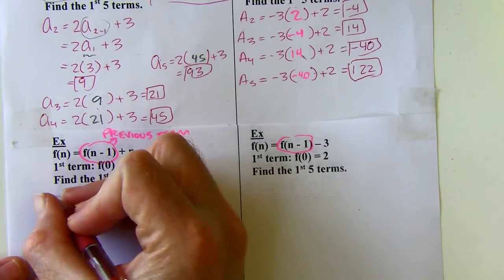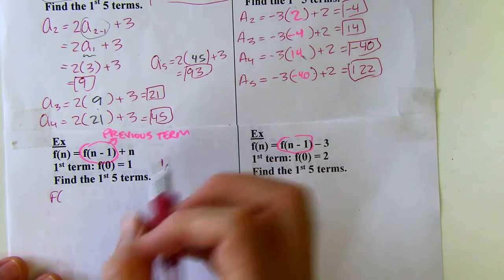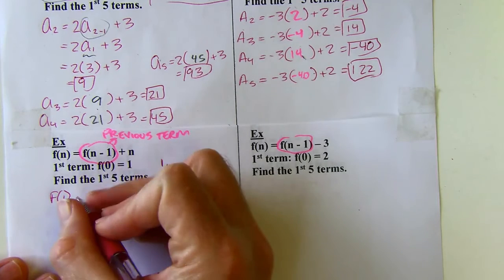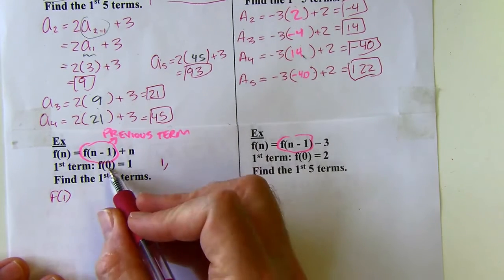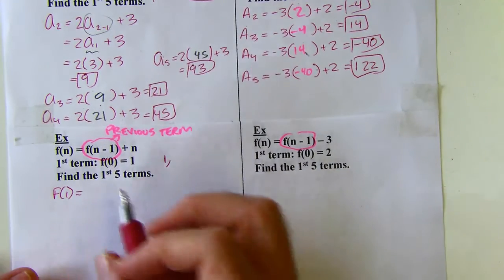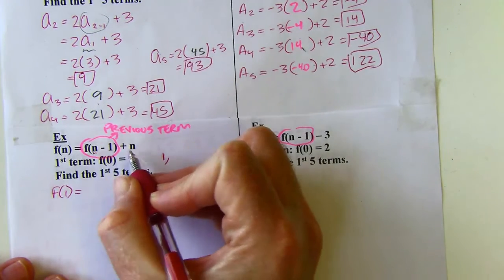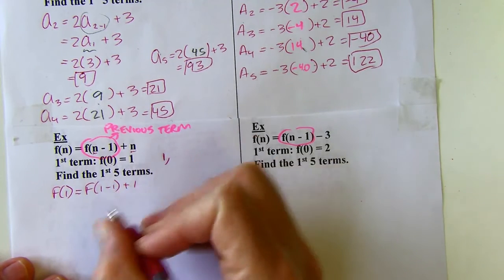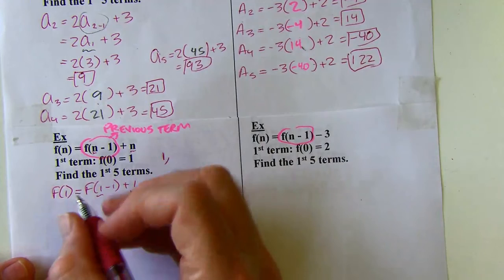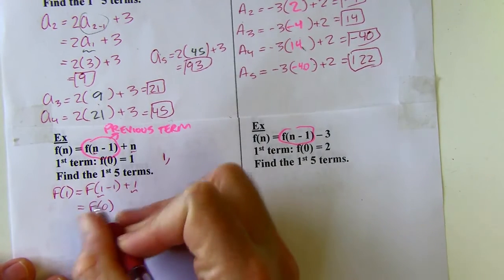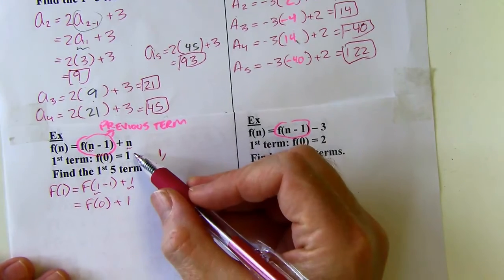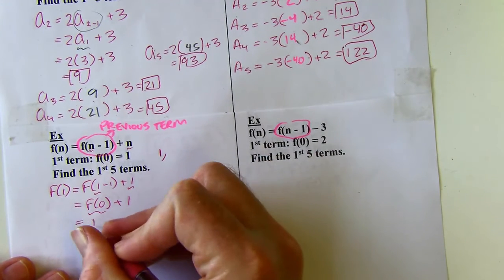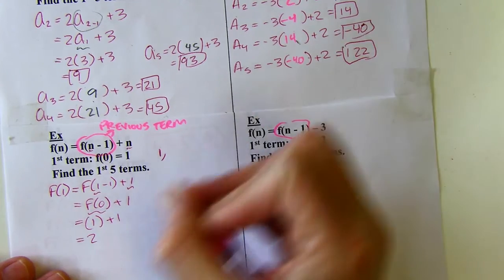So if the first term was f of 0, the second one's going to be f of 1. So I'm going to plug 1 in for both the n's here. Okay, so plugged in 1 in both those spots. And this is just f of 0, which was my previous term, right? My previous term was f of 0, and the value of that is 1. So then I'll plug 1 in here, and this comes out to 2. So my second term is 2.